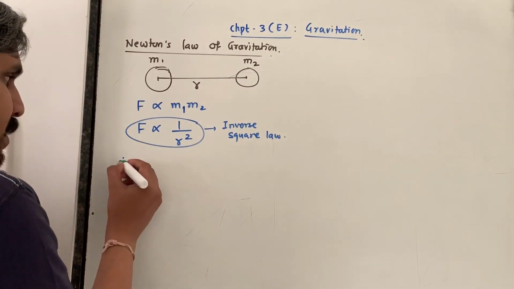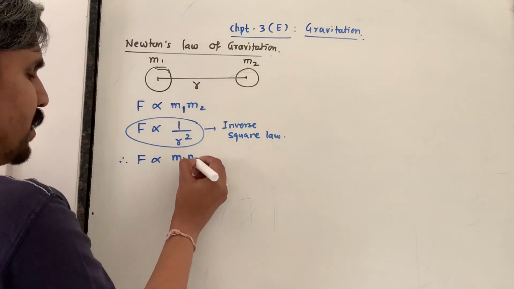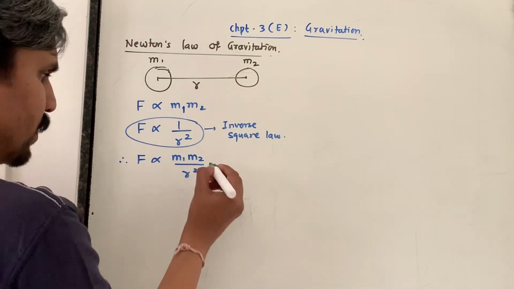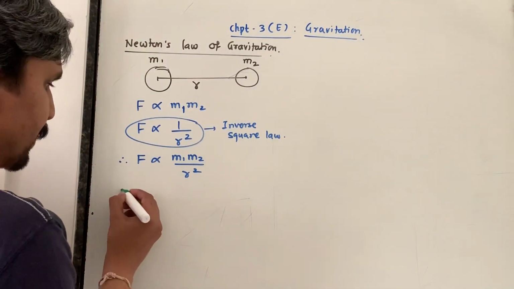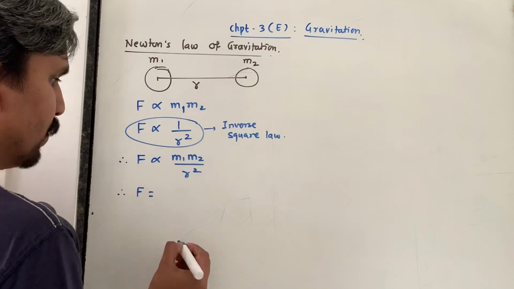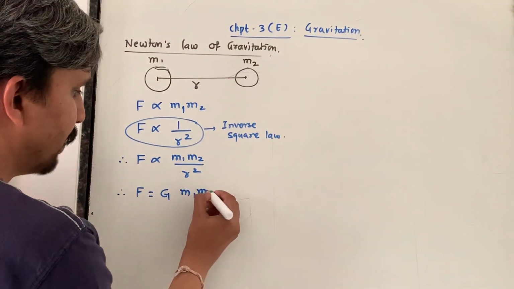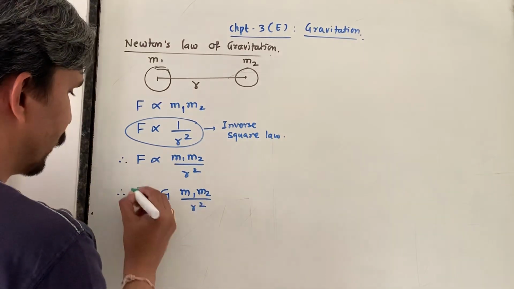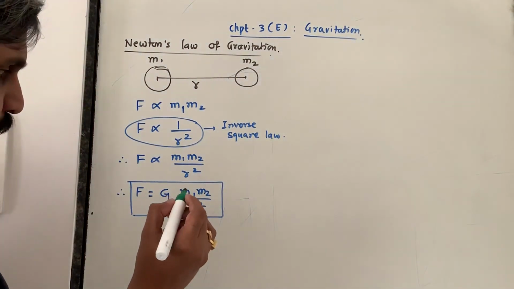Now if I combine these two, then F is proportional to m1 m2 upon r square. If I remove the proportionality, then I will get F is equal to some constant G times m1 m2 upon r square. Now this is the formula for gravitational force.